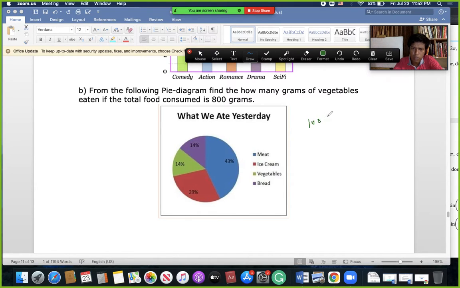We can do it in many ways. 100% means 800. Then what does 14% mean? We will have to find out what 14% equals in this case. So it must be 800 divided by 100 into 14. Then we do it in the calculator, and that will be the answer. And if it is, let's say, ice cream, then that will be 29 here. But the process is the same.